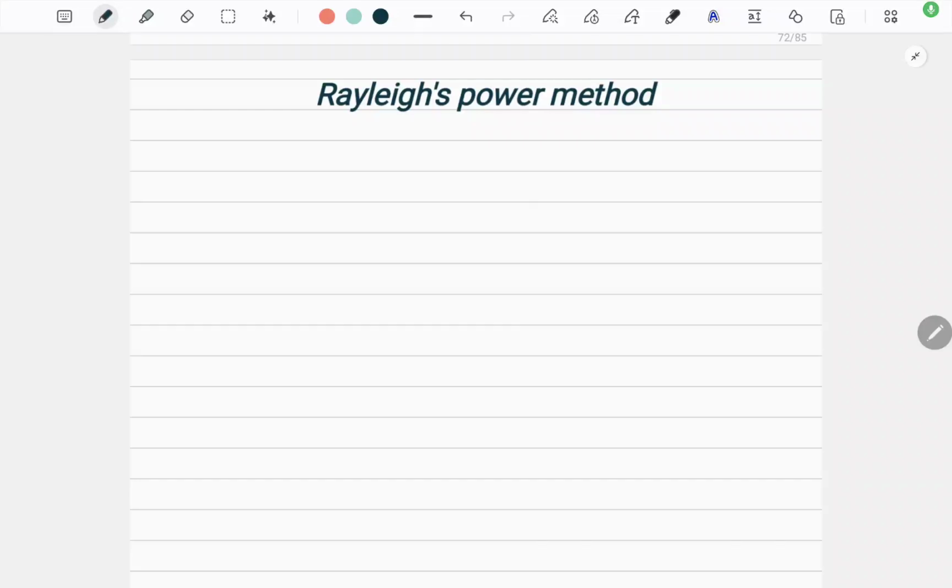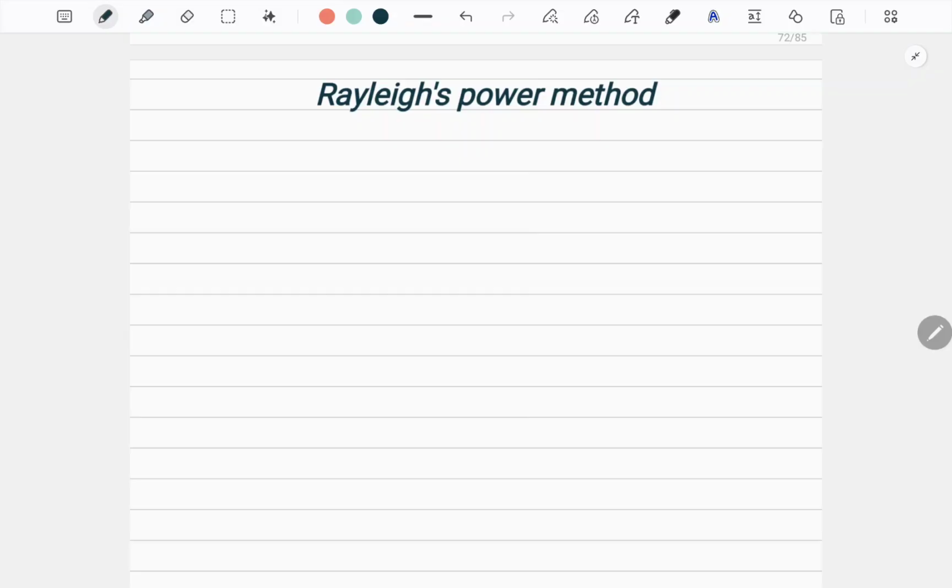Hello students. Now after learning eigenvalues, eigenvectors, diagonalization and their applications, let us do one method which is basically a numerical method to find the largest eigenvalue, and it is known as Rayleigh's power method. I will be finding the largest eigenvalue and the corresponding eigenvector.